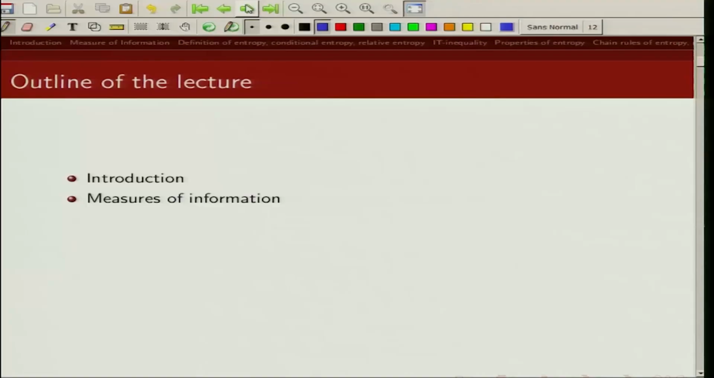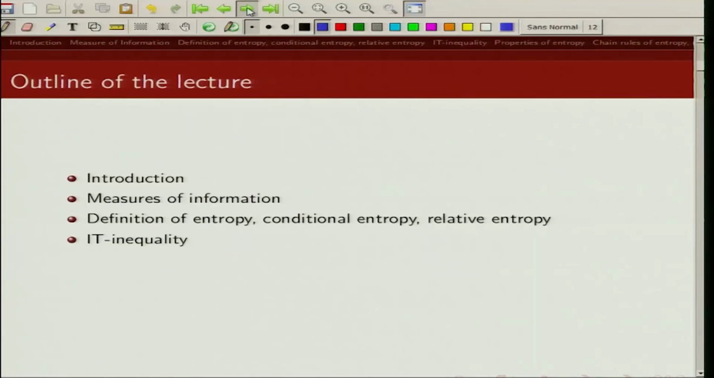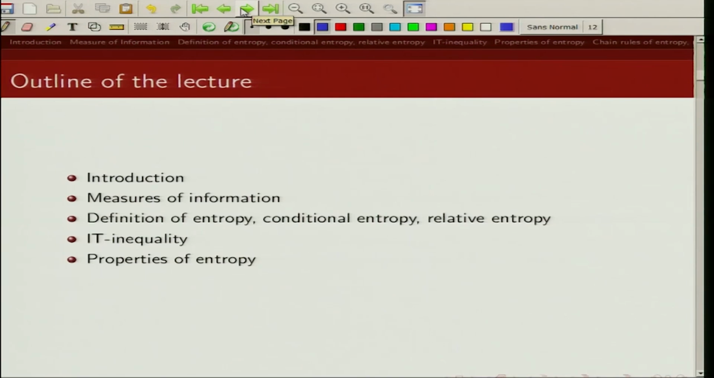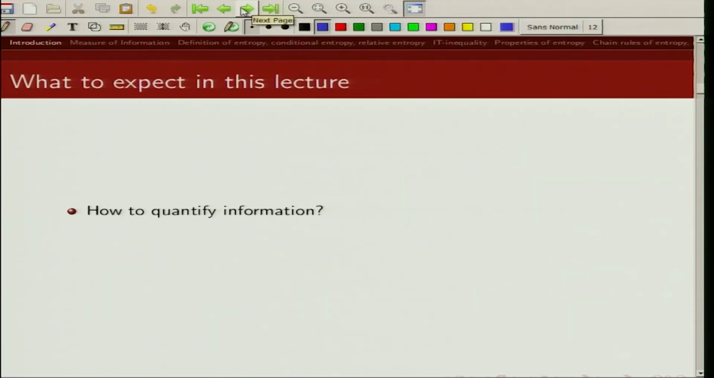We'll define entropy, conditional entropy, joint entropy, relative entropy, and we'll prove some properties of them. We'll also talk about what is known as IT inequality. It's an inequality which is used to prove lot of results. We will prove IT inequality, and then we'll talk about some properties of entropy such as chain rule, and we'll define mutual information.